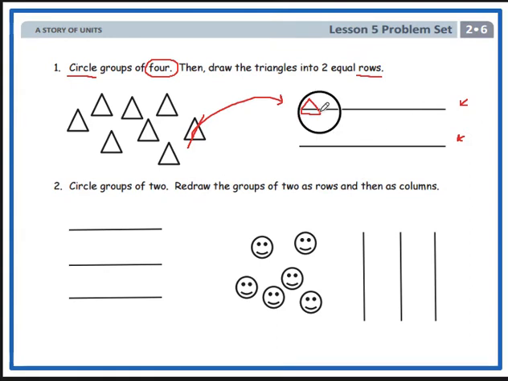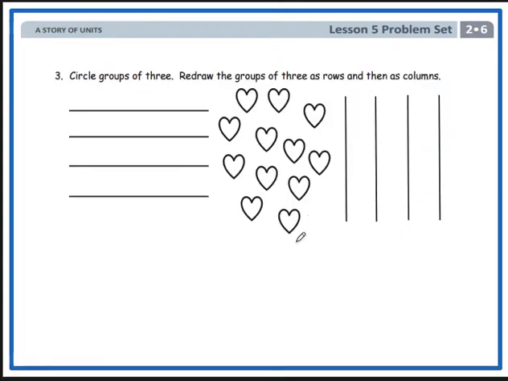Okay? So you need to think to yourself, do I need to fit all these triangles, all 8 of these triangles up at the top? Or do I need to draw it like this, 1 at the bottom? Think to yourself, what do I need to do in order to make 2 equal rows? All right, same thing down here, except we are using smiley faces. We're going to do them in equal rows and in equal columns. And over here with hearts.